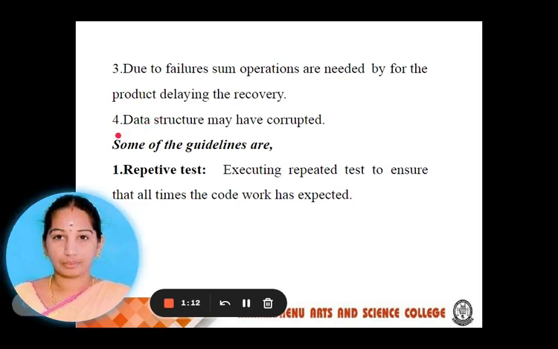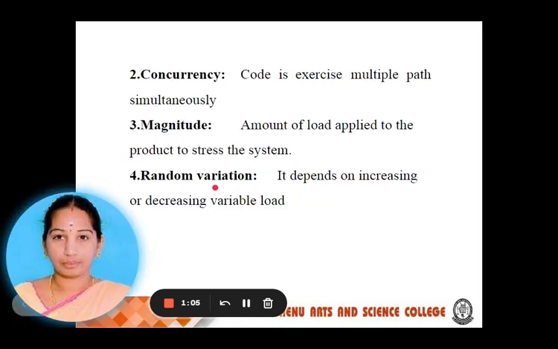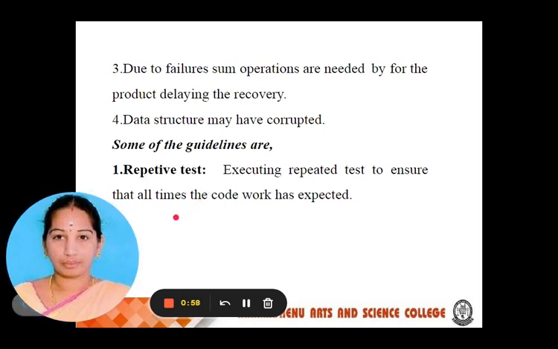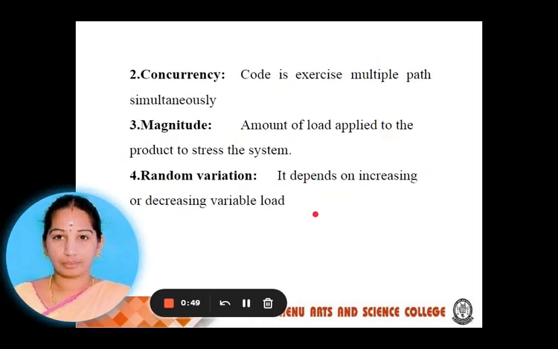Okay. Next, some of the guidelines are: repetitive test, concurrency, magnitude, random variations. These are the guidelines in stress testing. Repetitive test means executing the repeated test to ensure that all the times the code works as expected. Second one is concurrency. The code is exercised with multiple paths simultaneously. So that means multiple actions happen at the same time.